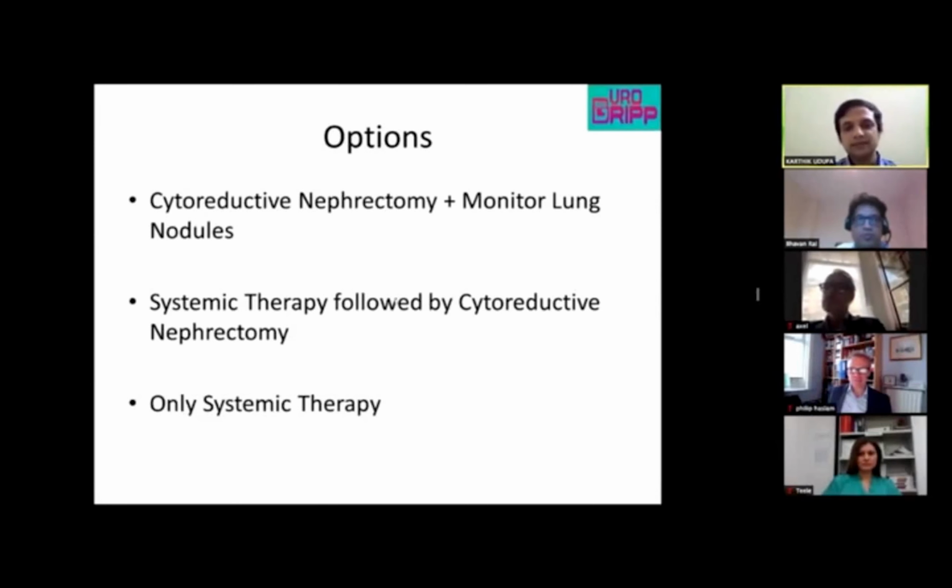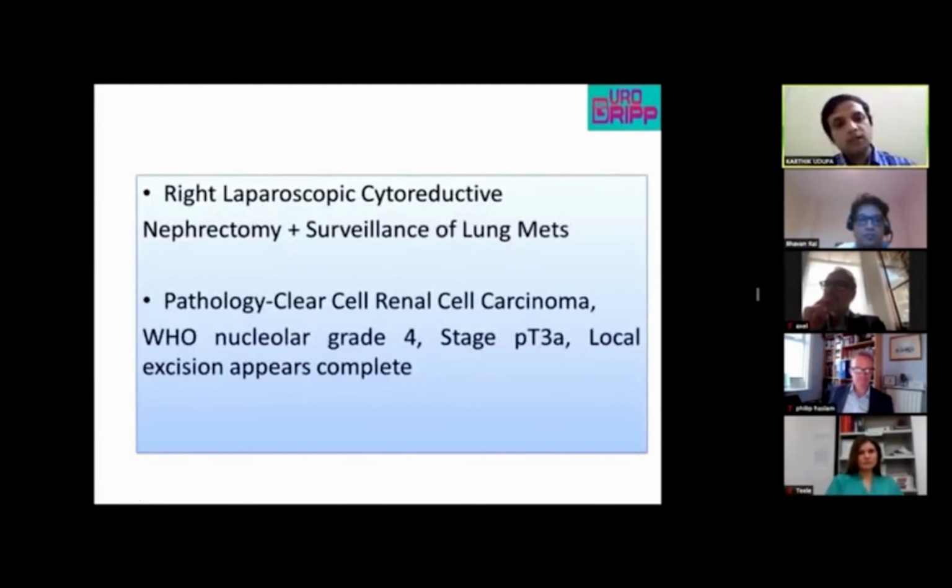So Carmen has clearly shown that there's no benefit in starting. I mean, I'm sorry. This is basically a low burden disease, and the patient is absolutely fit and has a good prognosis. There is no point in starting systemic chemotherapy. So I would like to go ahead with nephrectomy and keep the lung nodules under surveillance.